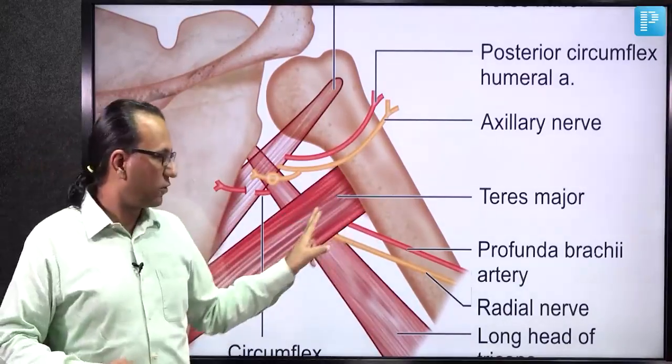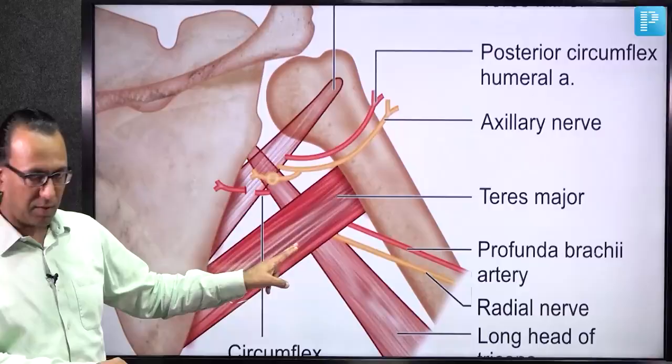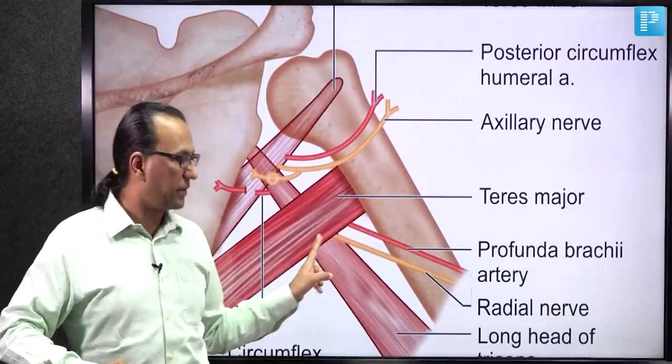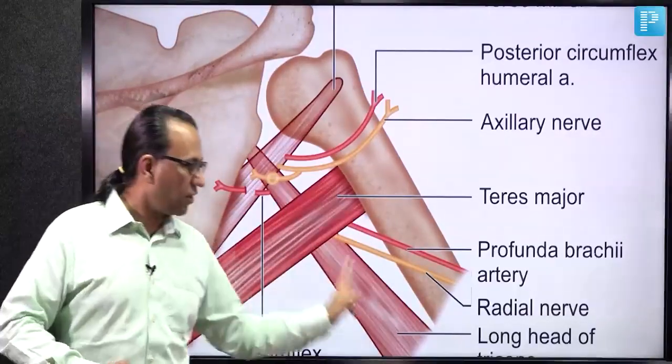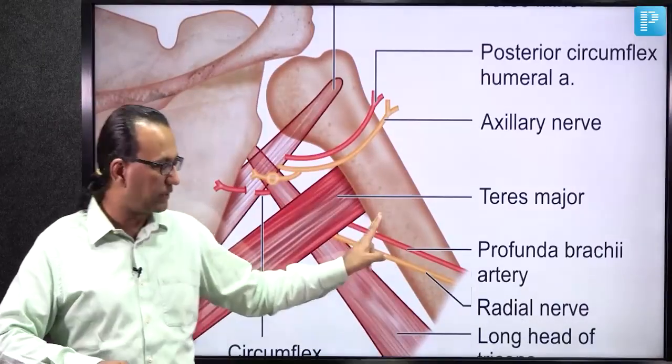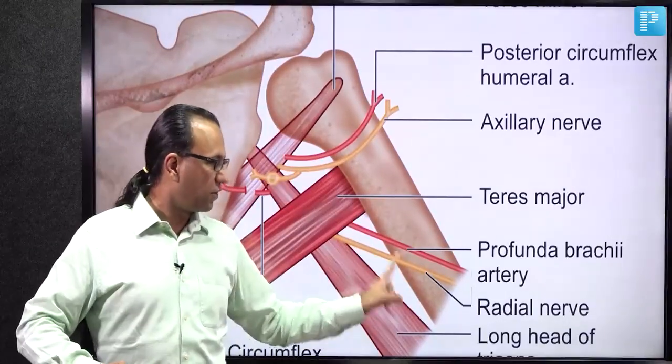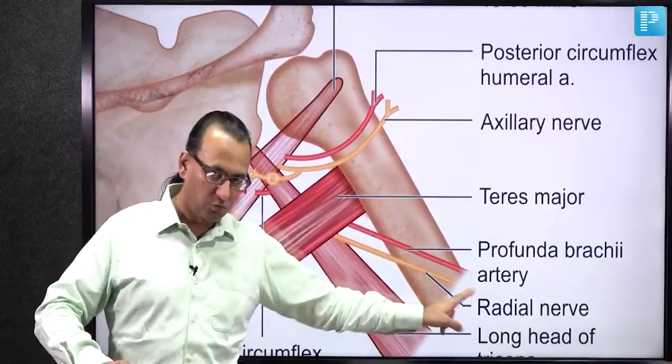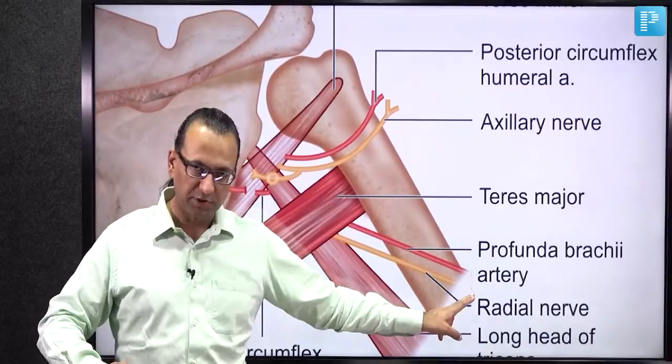When it comes to the lower triangular space, you'll find that we have the boundary by the teres major muscle superiorly, and medially it is the long head of the triceps, and laterally it is the shaft of the humerus. The content is the radial nerve passing through the lower triangular space towards the radial groove, which is behind the bone humerus, mid shaft humerus.